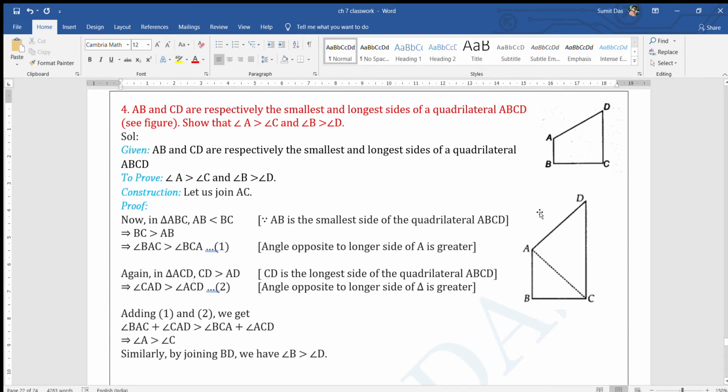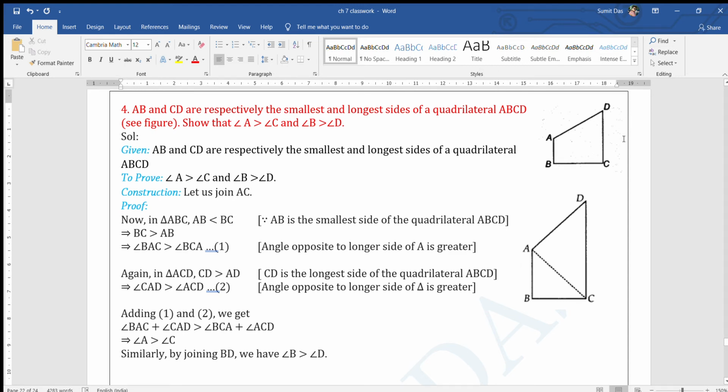In question number 4, AB and CD are respectively the smallest and longest sides of the quadrilateral ABCD. In this quadrilateral, AB is the smallest and CD is the greatest, or longest. Show that angle A is greater than angle C, and angle B is greater than angle D. That we have to show.